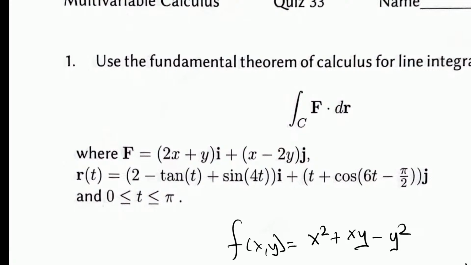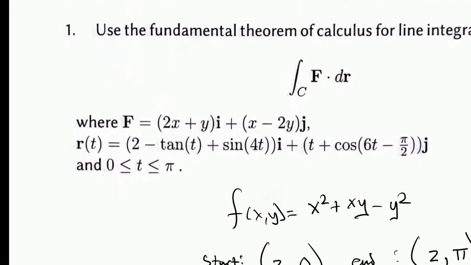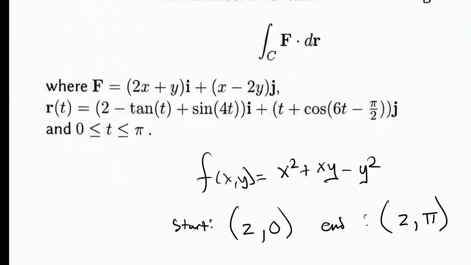So there's my function. And then the main thing would be to figure out the start and end points. And so the start point happens to be 2, 0. If you plug 0 into all of this mess, you get 2, 0. I was a little bit ridiculous there. But the reason is tangent of 0 is 0, sine of 0 is 0, cosine of negative pi over 2 is 0. So it's all zeros.